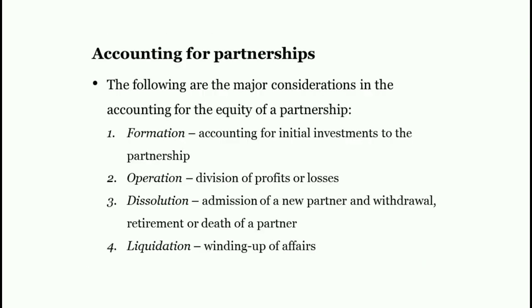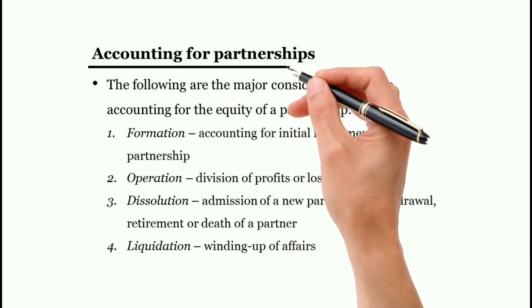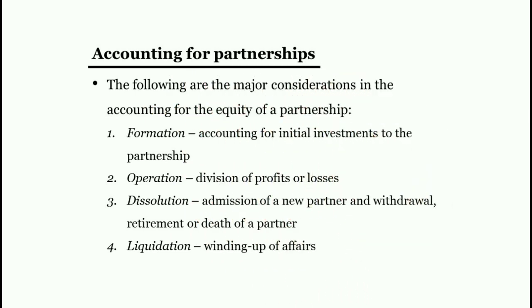Next, accounting for partnerships. As I said earlier, the accounting for partnerships is divided into 4. First, partnership formation. Second, partnership operation. Third, partnership dissolution. And fourth, partnership liquidation. In partnership formation, we will account for the initial investments of partners to the partnership. In partnership operation, we will deal with how the partners divide the profits or losses among themselves.